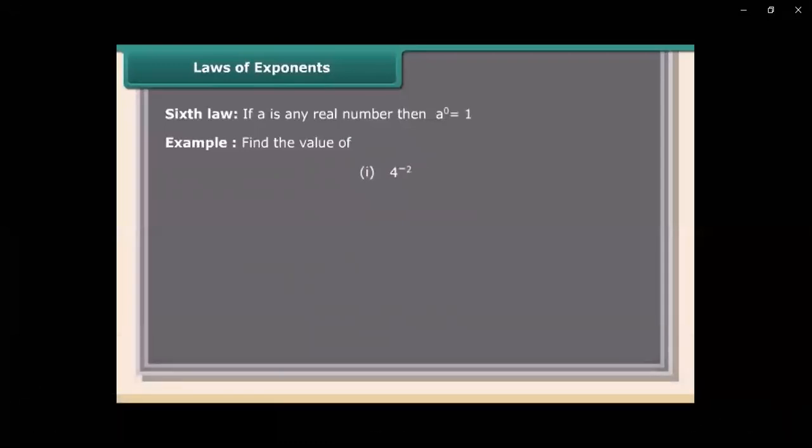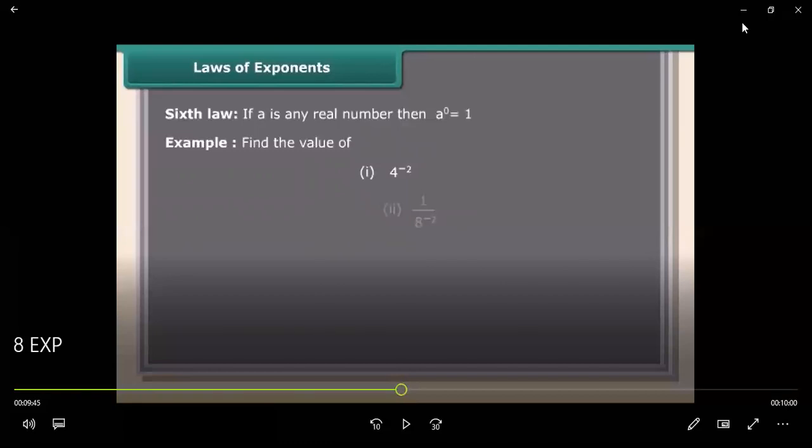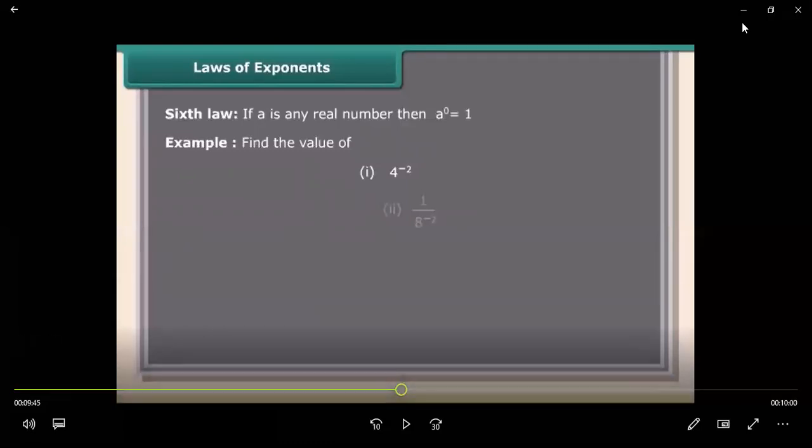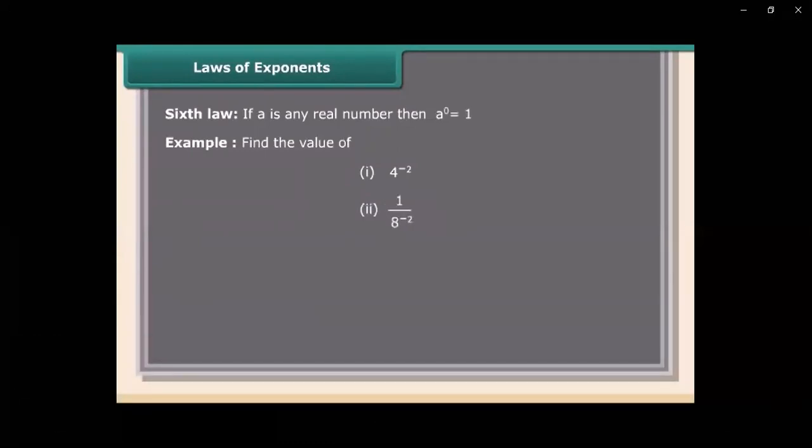We'll discuss a few examples based on these laws, and all of you can just pause the video and try to solve these examples on your own and check the solutions further. Okay, so for example, the first one is 4 raised to the power minus 2. So we can easily write it as 1 upon 4 raised to the power 2. So the answer will be 1 upon 16. Okay, that was quite easy.